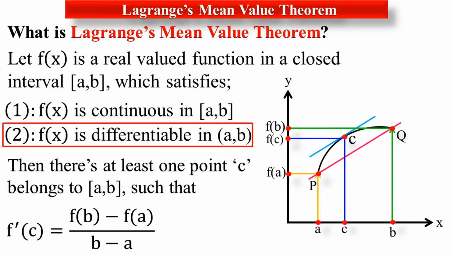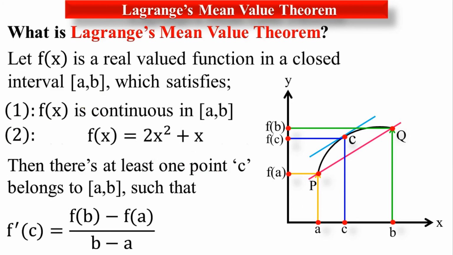Look to condition number 2, which says that f of x must be able to be differentiated. Let's suppose that f of x equals 2x squared plus x. Can I differentiate this function? Yes, I can differentiate it. Differentiation of 2x squared plus x equals 4x plus 1. So it's able to be differentiated.